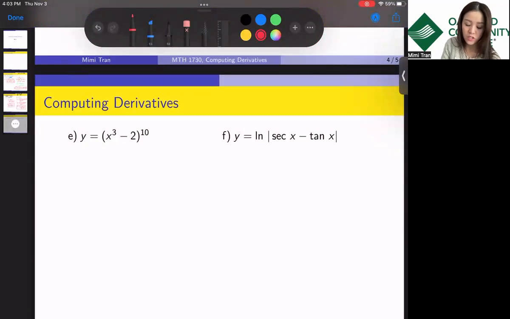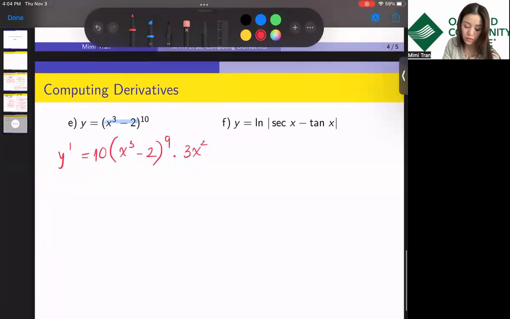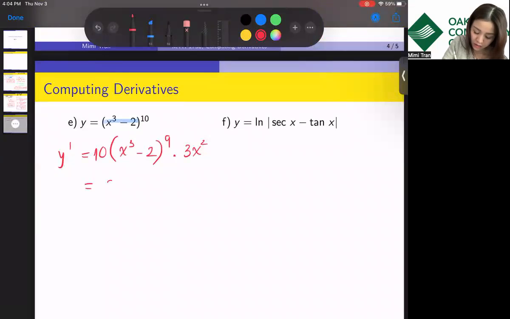y equals x cubed minus 2 to the 10th power. So this is the chain rule, right? This is your u. So y prime equals 10, bring the 10 to the front, 10 times u to the 9th power, so 10 times x cubed minus 2 to the 9th power times the derivative of u, which is 3x squared, right? The derivative of negative 2 is 0. 3 times 10 is 30, so 30x squared times x cubed minus 2 to the 9th power.